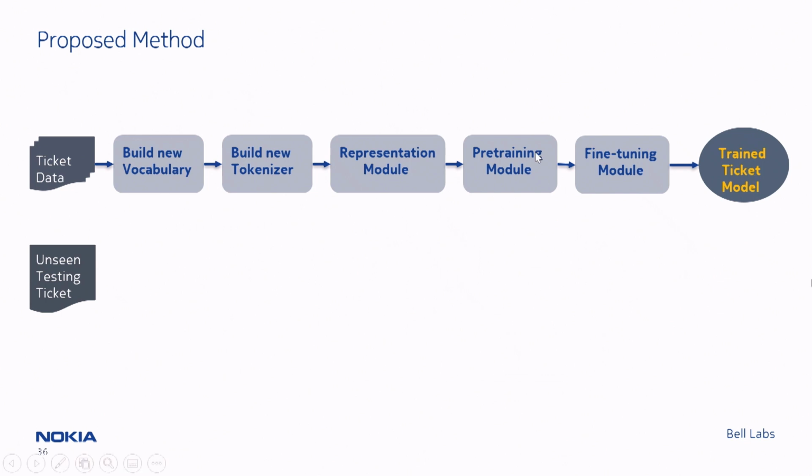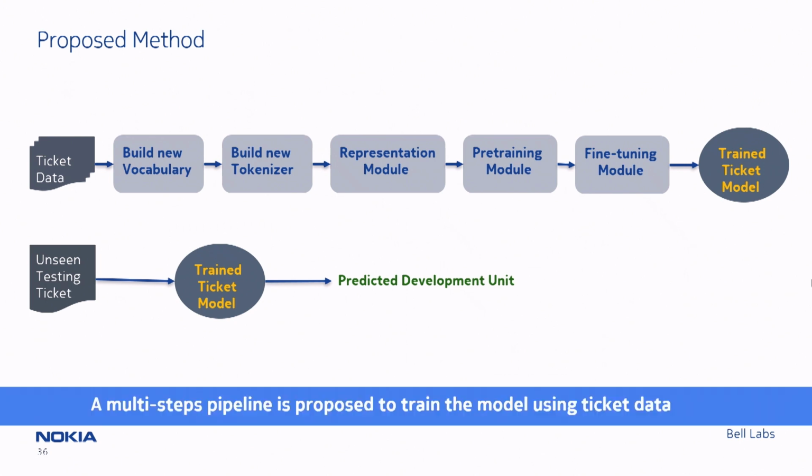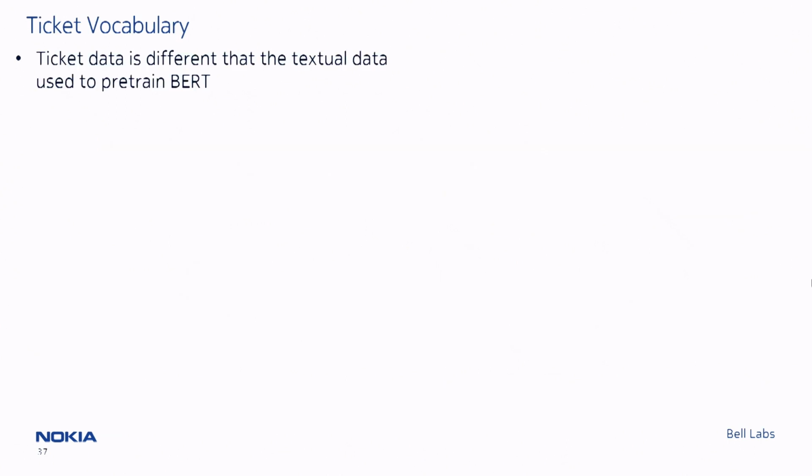And for the testing, we have an unseen testing ticket. Using this trained ticket model, we would like to predict the correct development unit. So here we can say that a multi-step pipeline is proposed to train the model using the ticket data. Let's move now to the first step, which is related to the ticket vocabulary.